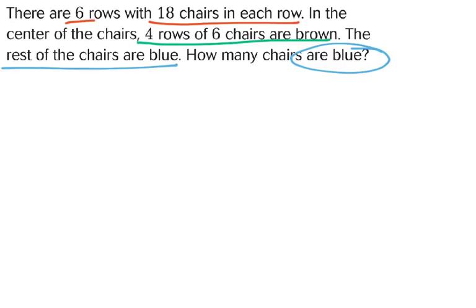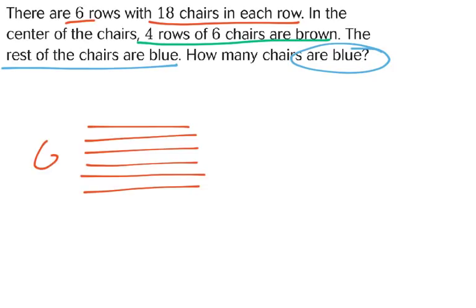I have 6 rows with 18 chairs. So 1, 2, 3, 4, 5, 6. 6 rows, 18 chairs in each row. Then it says 4 rows of 6 chairs are brown. So I have in the middle here these 4 rows, and 6 of them are brown. I should do that in a different color then. These are brown. I want to know how many are blue, and the blue ones are the rest of them.